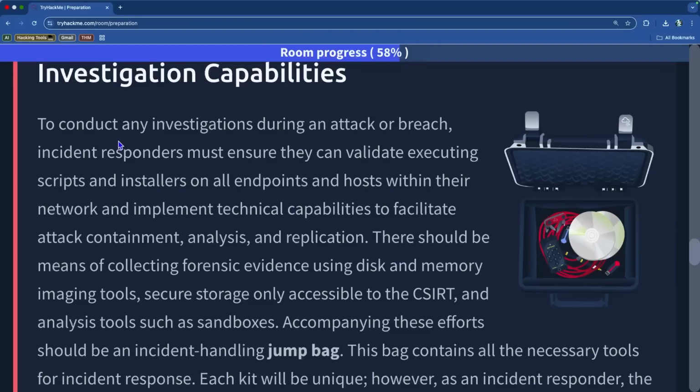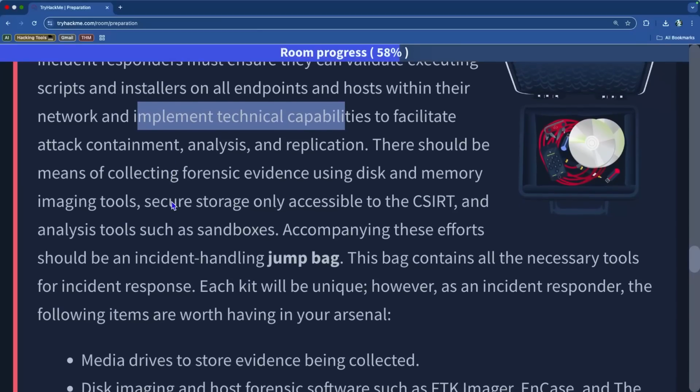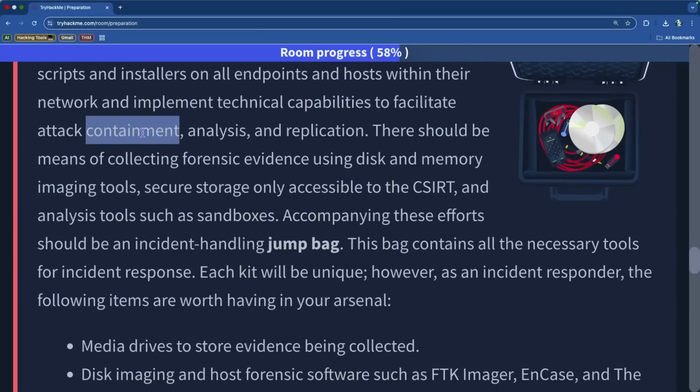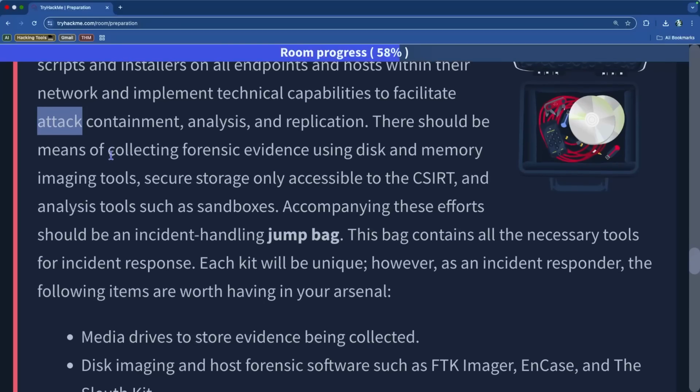Looking at the investigation during an attack or a breach, the incident responders have to ensure that they can validate executing scripts and installers on all of the endpoints, the hosts within that network, and implement technical capabilities to facilitate the containment, analysis, and replication of the attack that took place. There should be a means of collecting forensic evidence using disk and memory imaging tools, secure storage only accessible to the CCERT, and of course analysis tools like sandboxes.